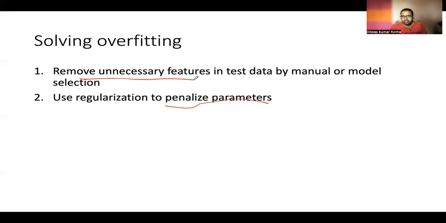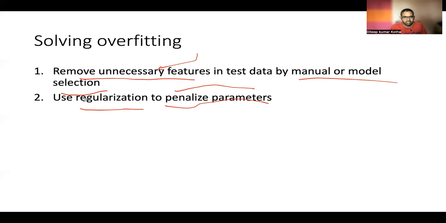So if you are given 100 features or 200 features for a given test data, there can be many features which are unnecessary, which you can remove manually or by model selection. This we will see in later videos. But if we remove the unnecessary features, there is a chance that we might even remove important features. So the best way to overcome this problem is using regularization. And one more thing is we might penalize important parameters as well.